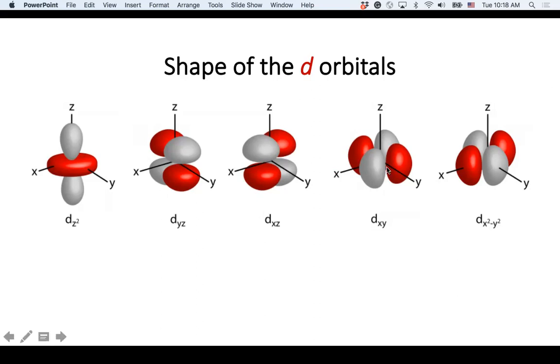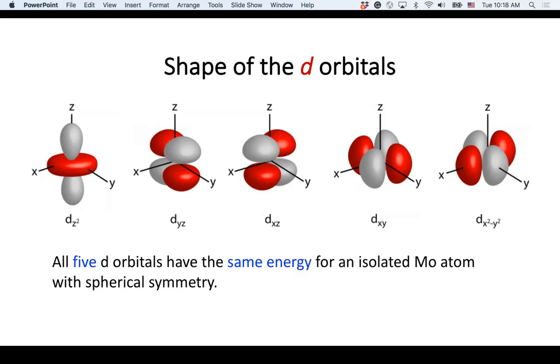So you can see that there are 5 of them. They have different symmetry properties. I think the figures are easier to visualize. Of course, when you have 3D, 4D, 5D, you're going to have different radial functions, so the shape will look more complicated than that. But the symmetry property in the angular part is the same. One important property is that all these 5D orbitals have the same energy if the molybdenum atom is isolated. That means if it has spherical symmetry, then all these 5 are energy degenerate.